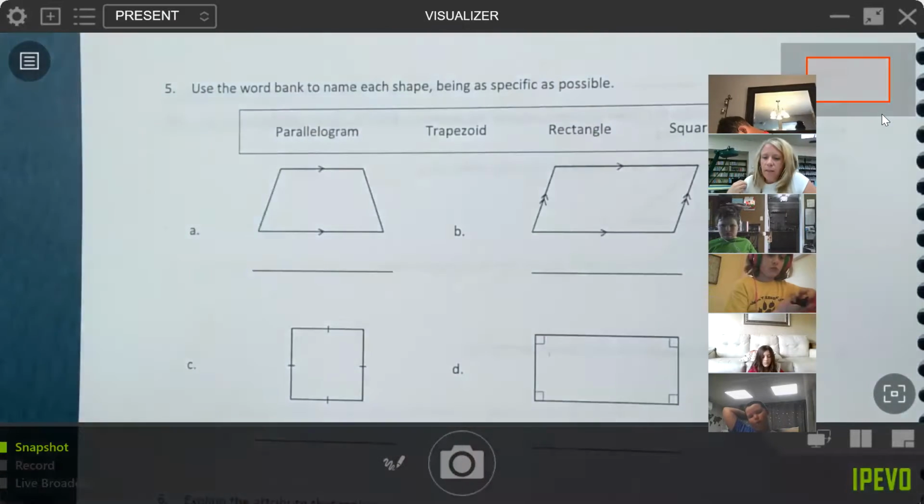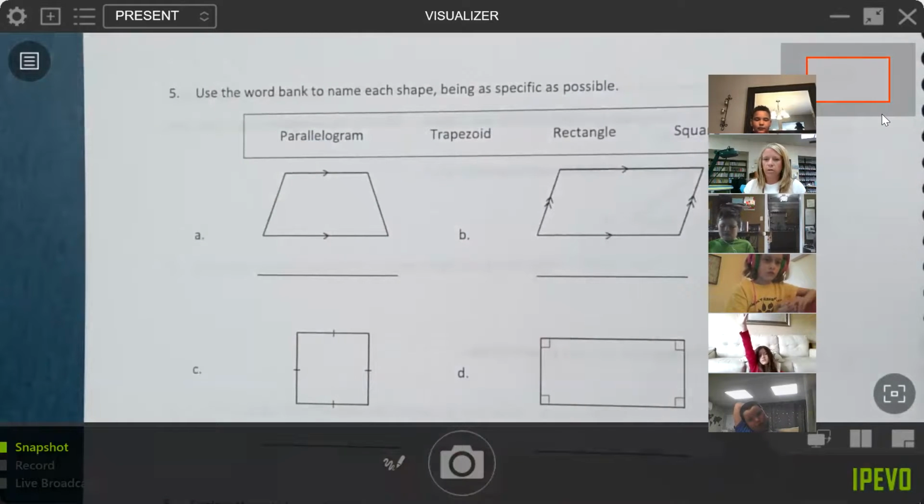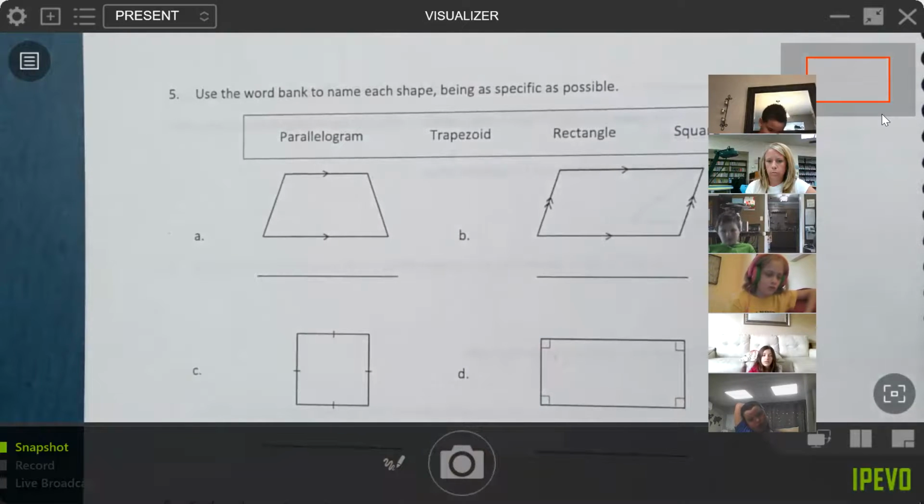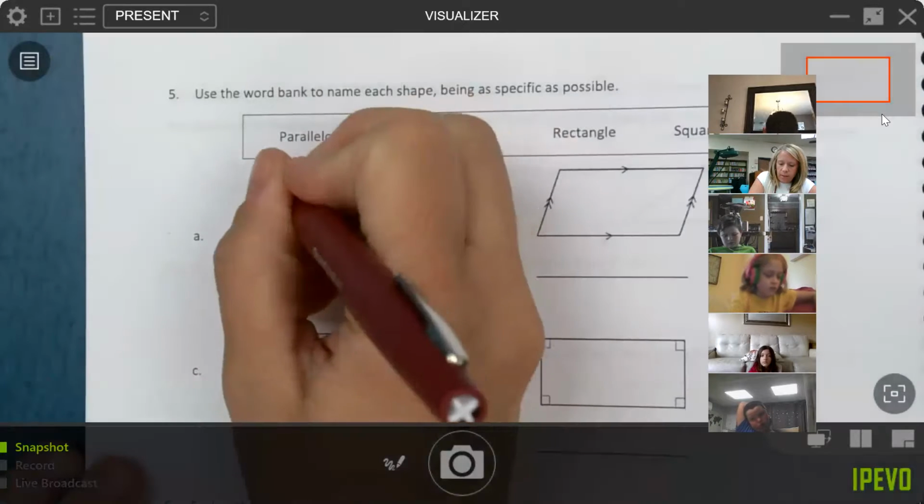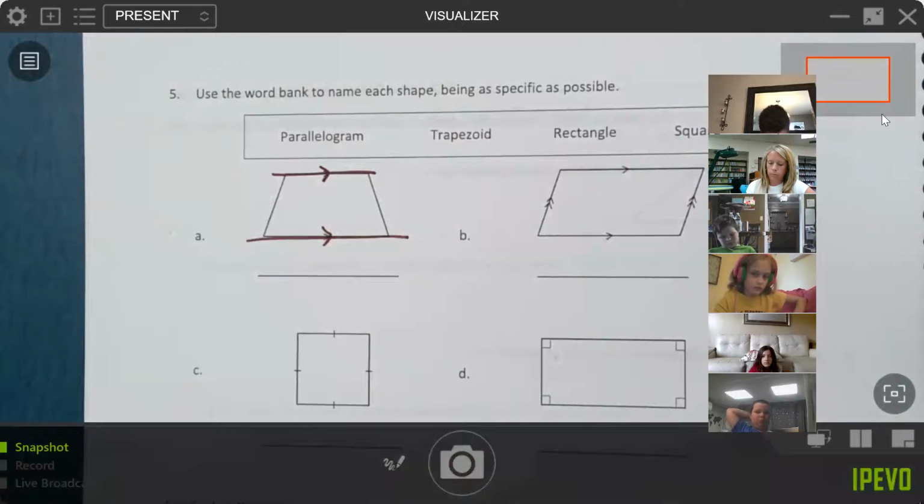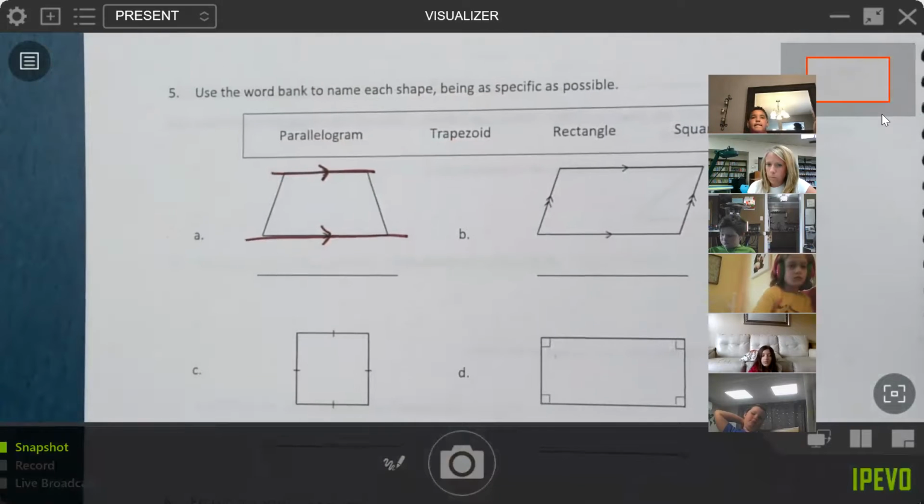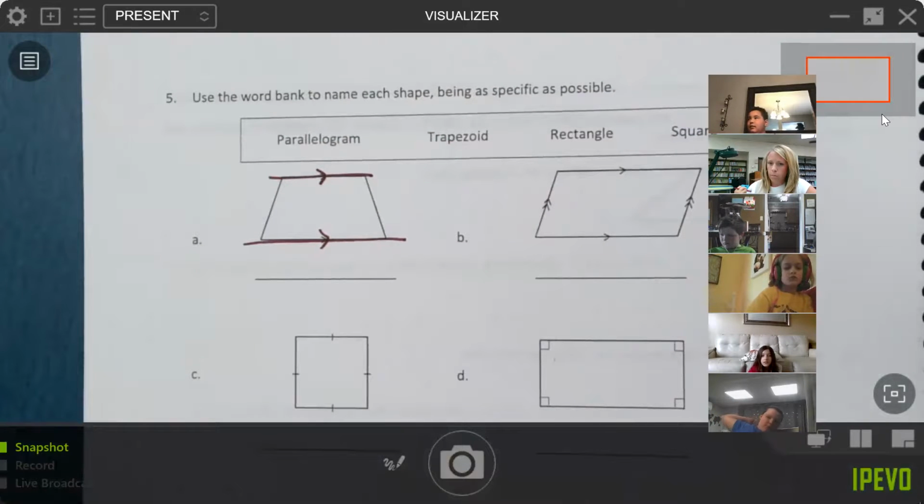Okay, who would like to tell me, give me some characteristics that you found of letter A? Who would like to do letter A? Sarah? It has only one pair of parallel sides. Okay, so we have this little arrow indicates that these two sides are parallel, so they'll never touch. What other characteristic could you name? The other pair of sides are not parallel. If they keep going on forever, they will intersect.